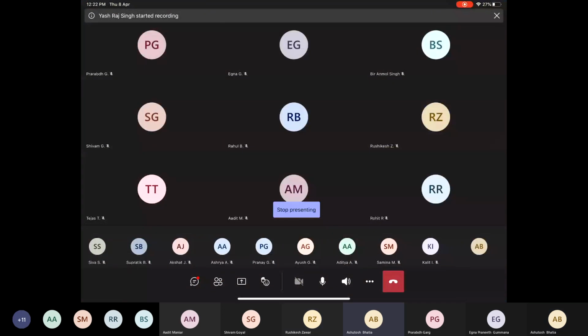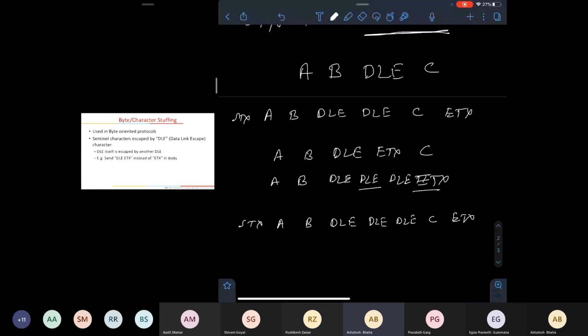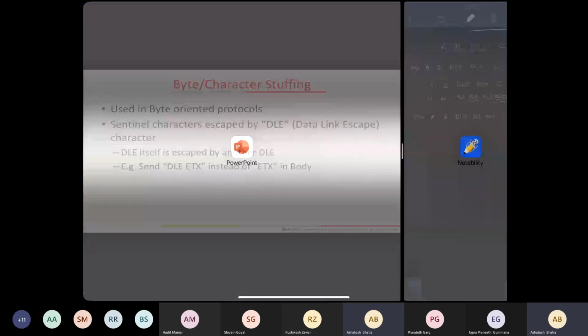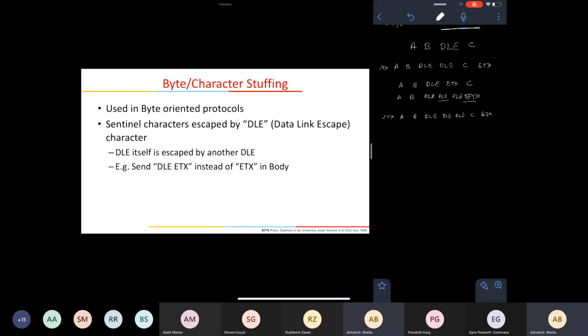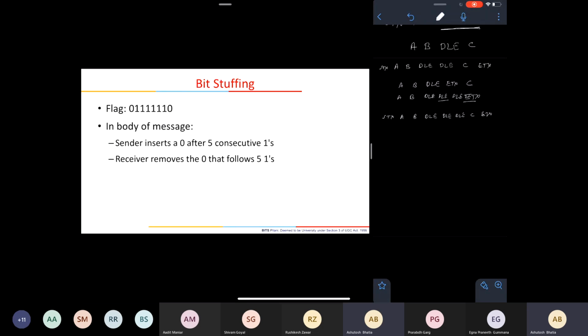So now you understood how to escape these things. It won't take much time for you to prove that in any situation there won't be any ambiguity. However, there are some tricky situations when at the last you have DLE and ETX, that you can do on your own.